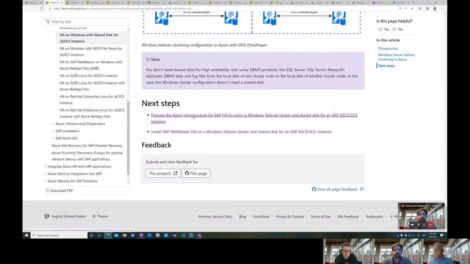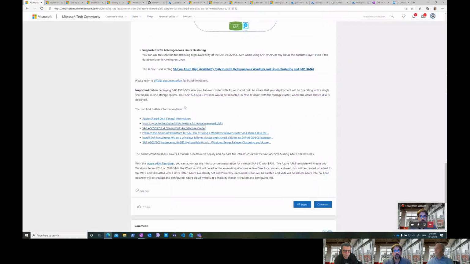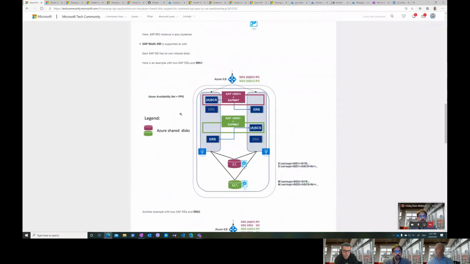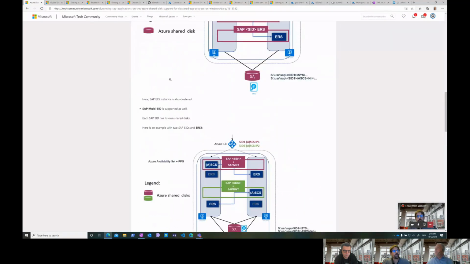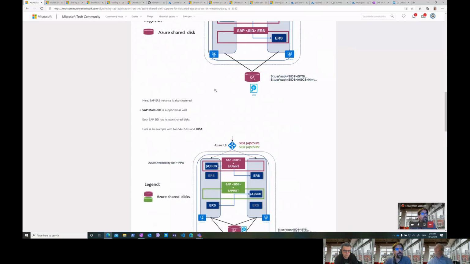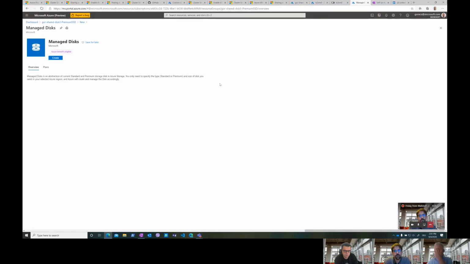The one interesting part is also here. Maybe if we go again to the blog, this is just a disk, right? And you can create this disk either through PowerShell or, let's say, through the portal. So let me go, for example, to the portal.